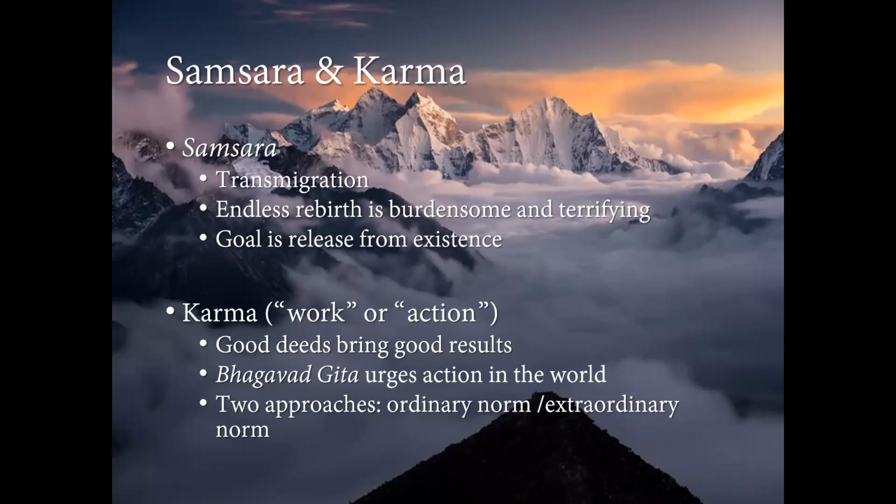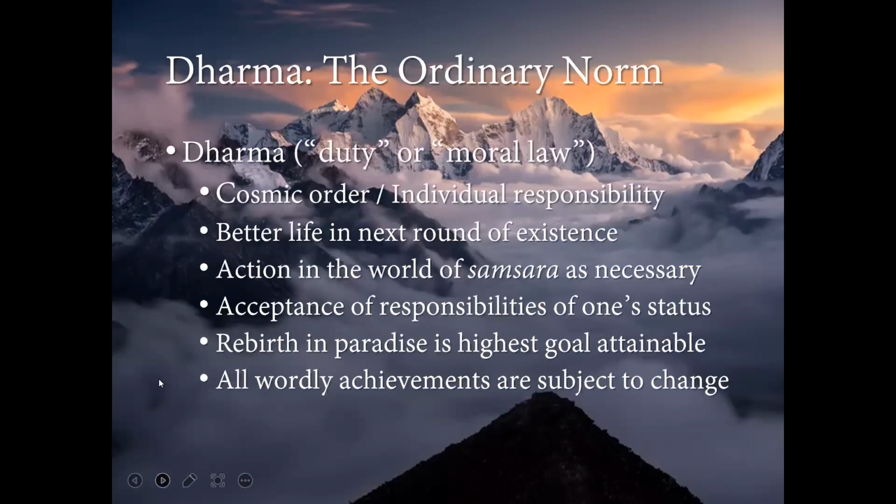I mention this because they're going to have two approaches to how you approach these things: what's called an ordinary norm, and an extraordinary one. The ordinary one is called dharma, and means something like duty or moral law or right order. It's kind of similar to the Tao in Chinese thinking. It encompasses the cosmic order and the individual, so it is kind of like that in a way.